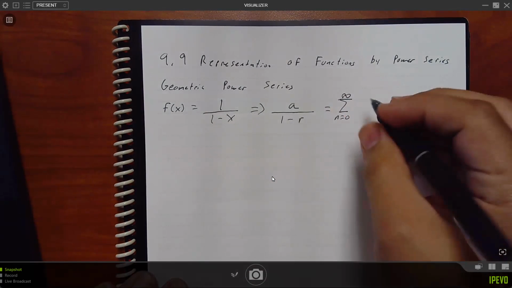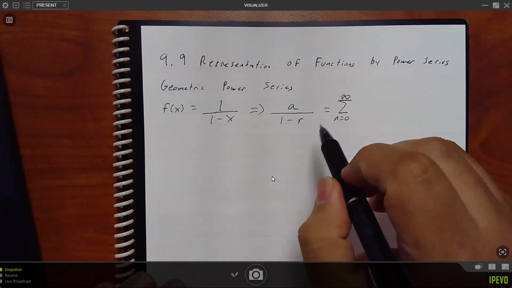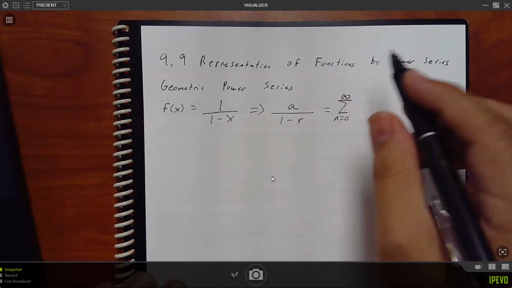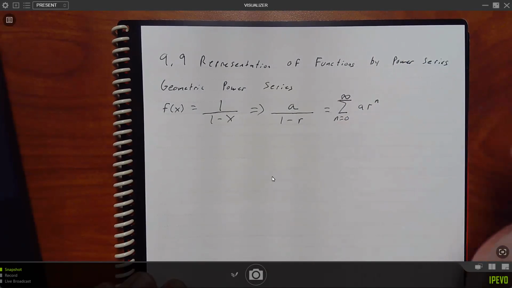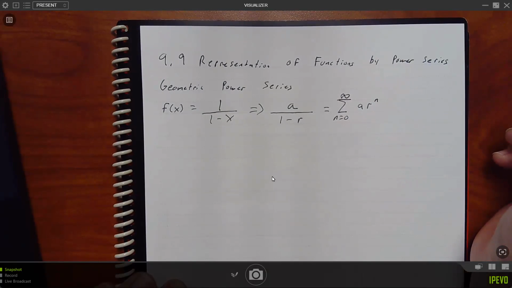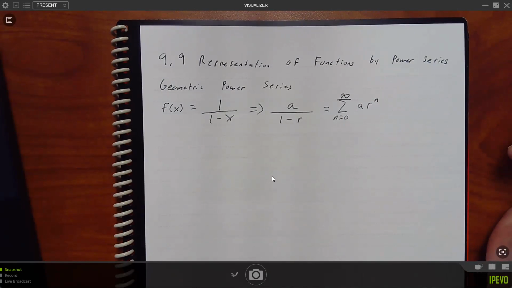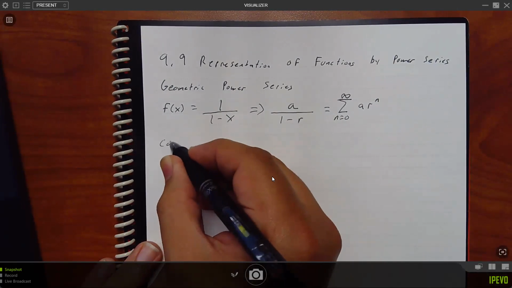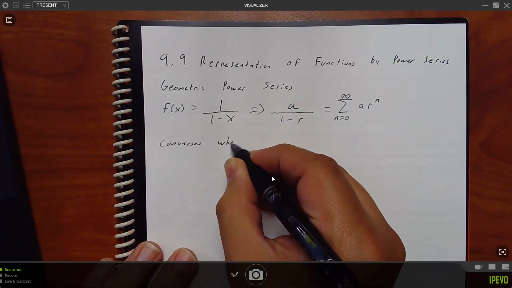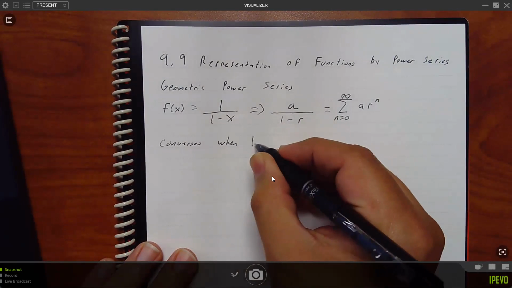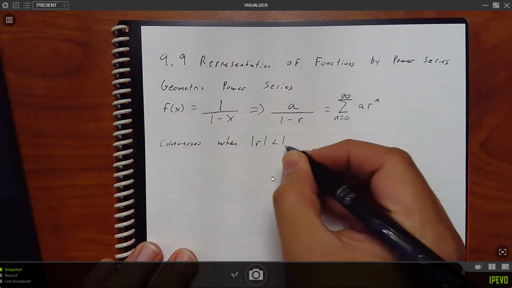So during the geometric series, we said we can write it as a sum, right? A over 1 minus r, which is equal to the sum of a r to the n. And we said that this converges when the absolute value of r is less than 1.